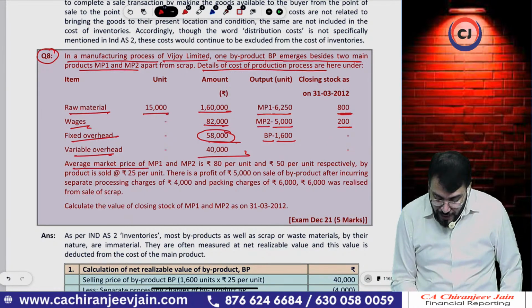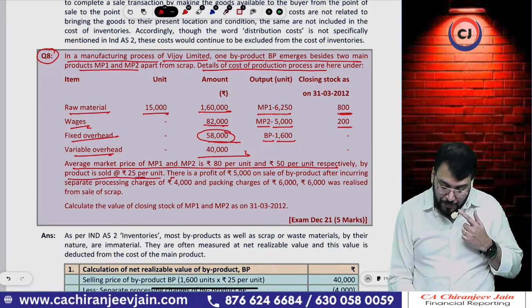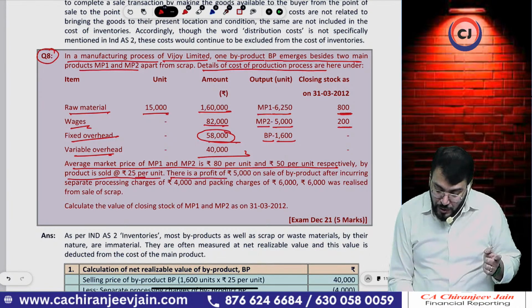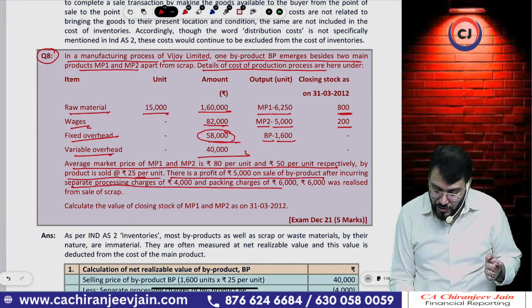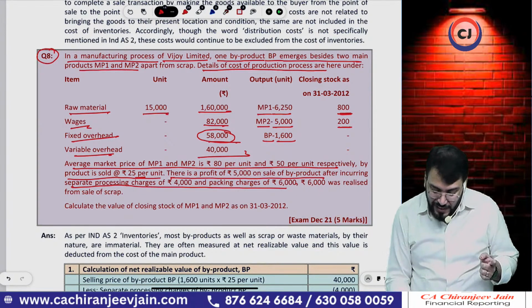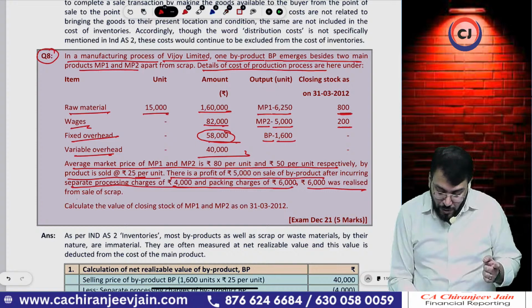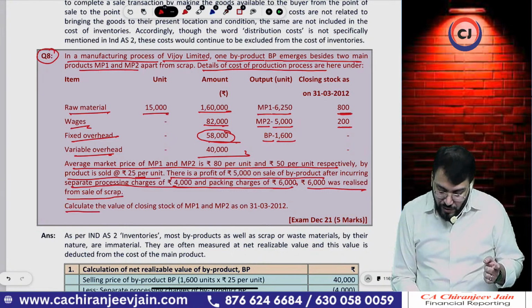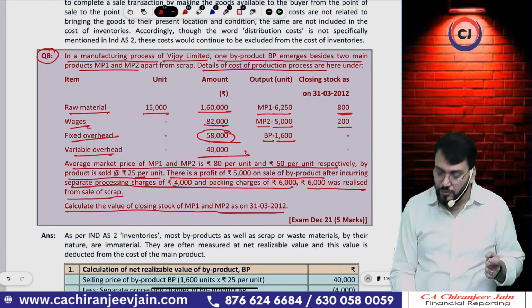Average market price of MP1 and MP2 is 80 per unit and 50 per unit respectively. Byproduct is sold at 25 per unit. There is a profit of rupees 5000 on sale of byproduct after incurring separate processing charge of 4000 and packing charge of 6000. Means what is the selling expense? 4000 and 6000. 6000 were realized from the sale of scrap. Calculate the value of closing stock of MP1 and MP2 as on 31st March 2012.